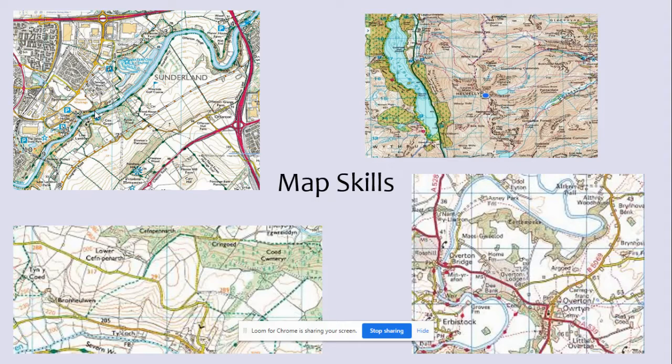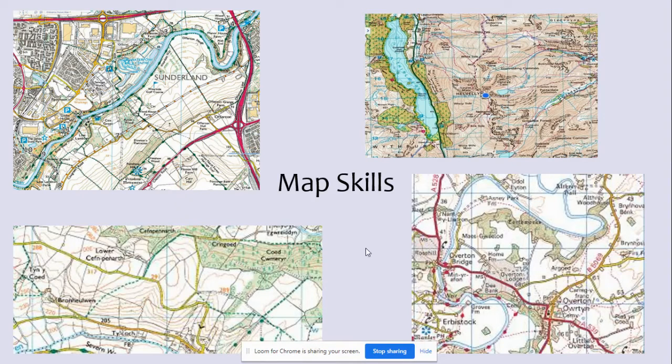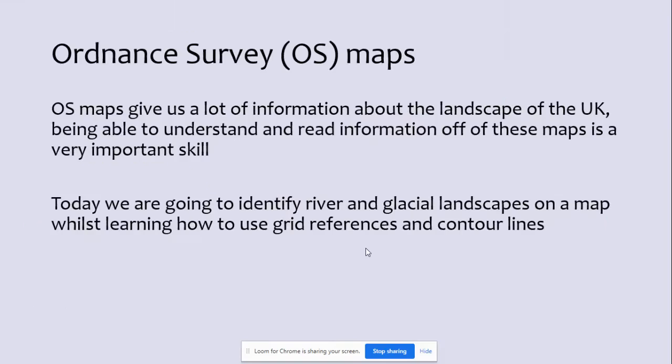In today's lesson, we're going to be looking at some map skills and how to develop these and use them to help us identify some of the landforms that we've been looking at in this topic. The maps on screen there are OS maps. OS stands for Ordnance Survey, and they are the people who make our maps in the UK.